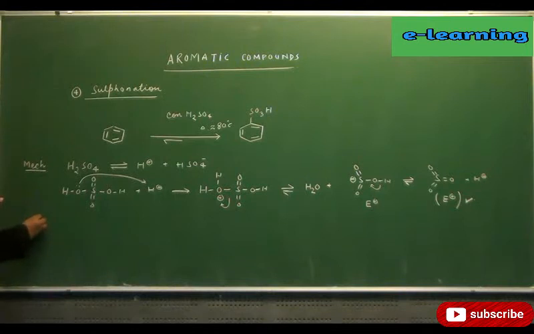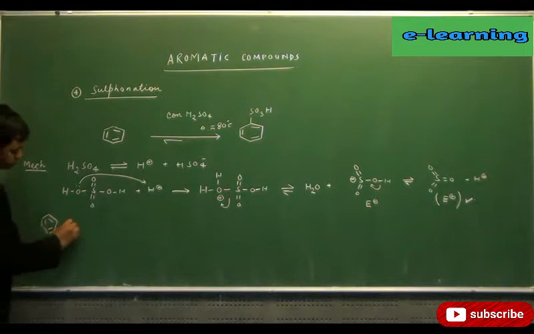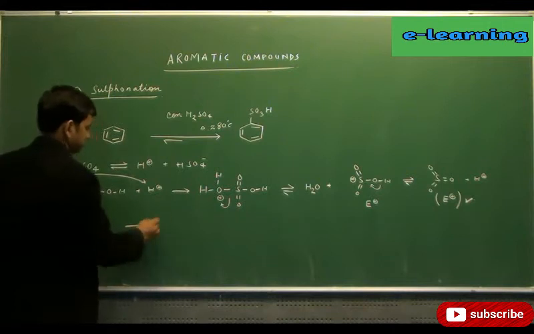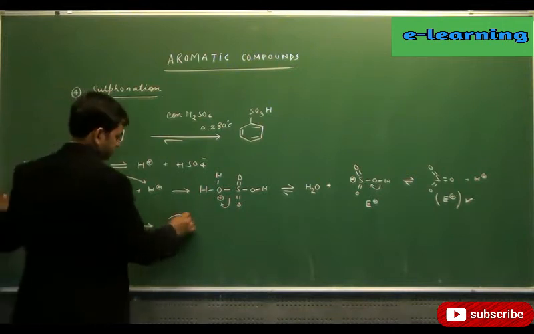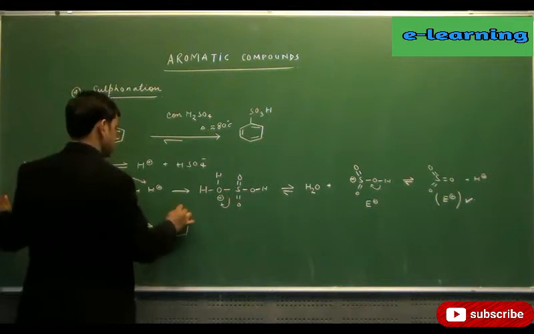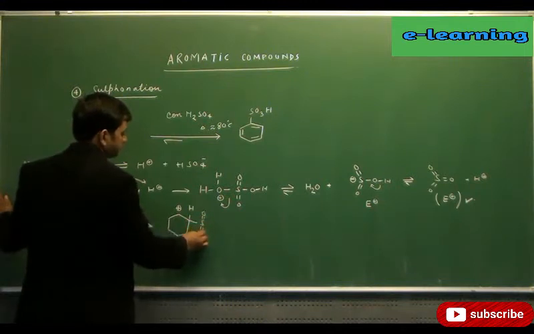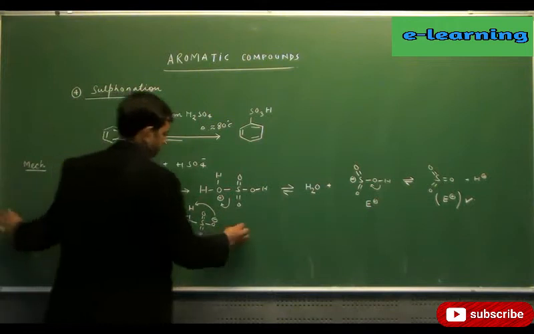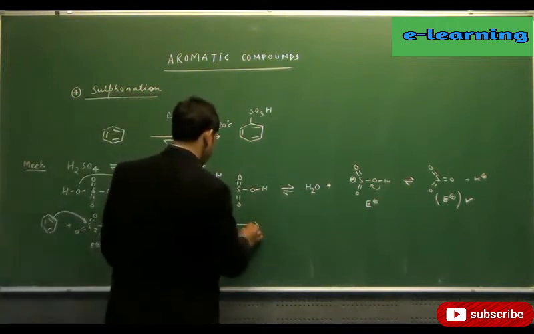So we see the attack of the electrophile. This electrophile attacks, acting as the electrophile dominantly. It gives a sigma complex, which loses the proton and converts into benzene sulfonic acid.